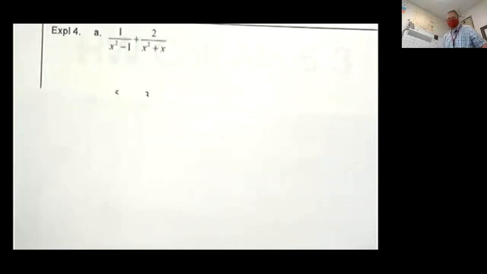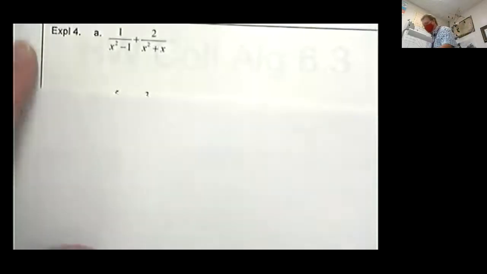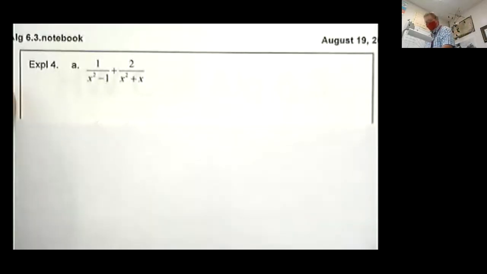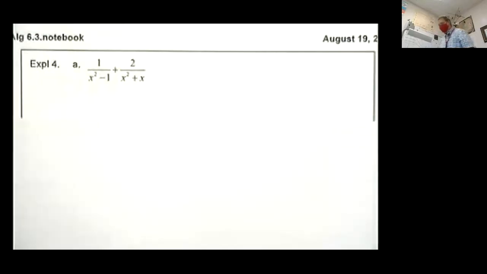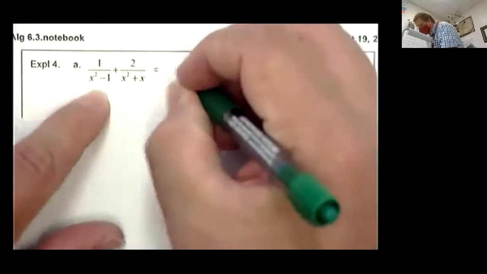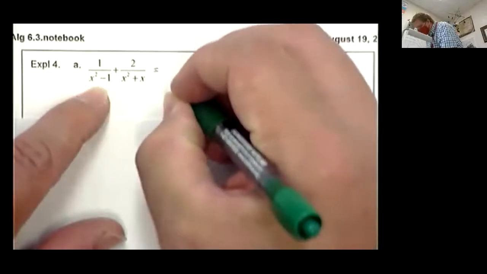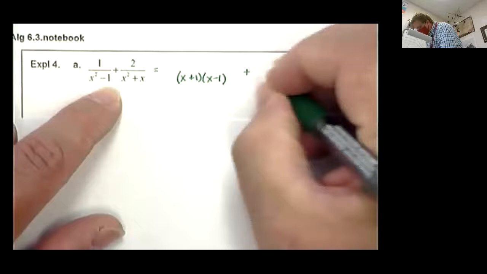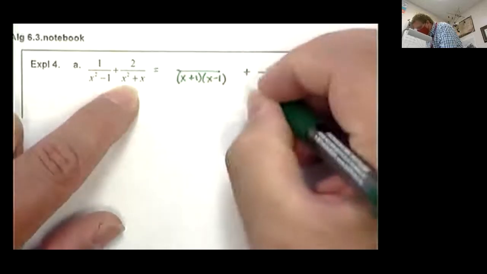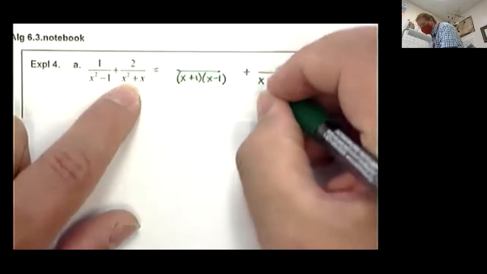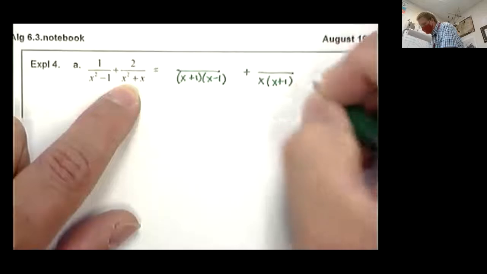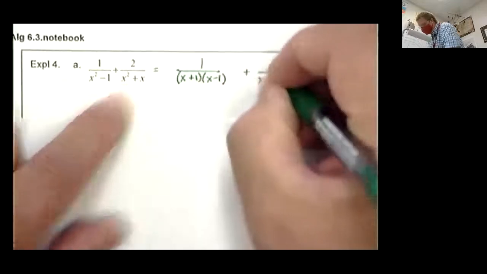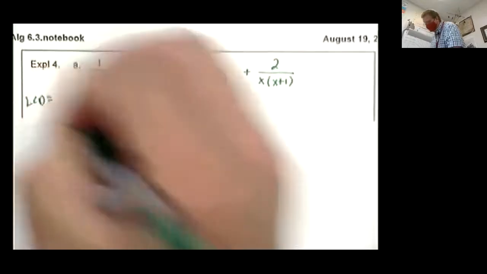We're just going to kind of steadily work our way up here to bigger and bigger problems. 1 over x squared minus 1 plus 2 over x squared plus x. First thing we need to do is factor. So this is the difference of 2 squares, x plus 1 times x minus 1, plus, this factors out a greatest common factor of x, leaves us with x plus 1. So 1 and 2. Now what's our least common denominator?